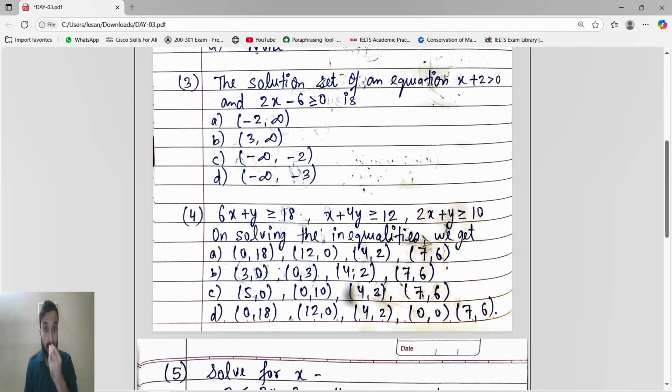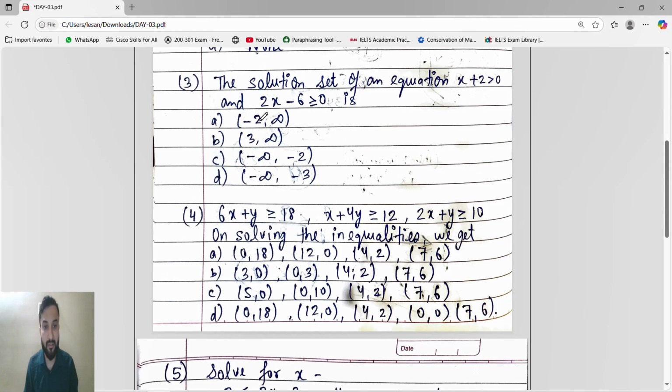Next is the solution set of the inequalities x plus 2y greater than 0 and 2x minus 6 greater than or equal to 0. So we have to find the solution set. What will we do? They have given the options, so we will substitute and see which one satisfies the condition.